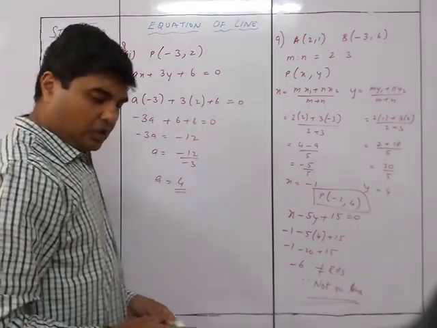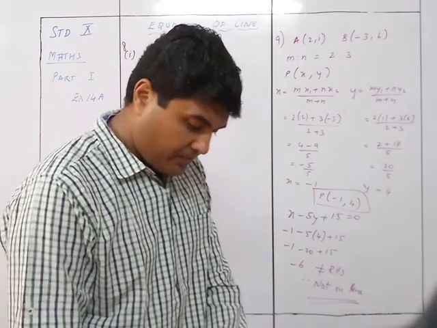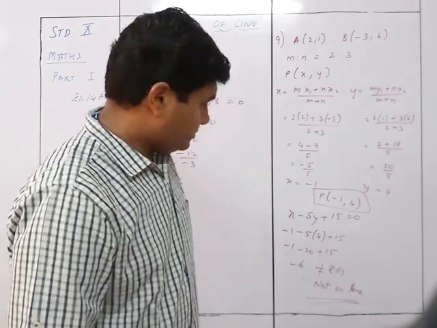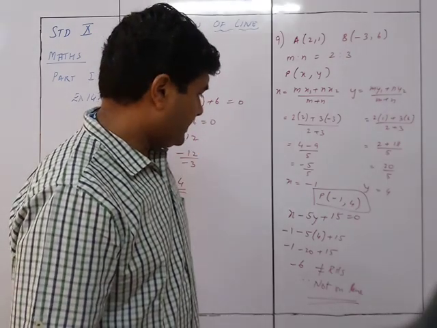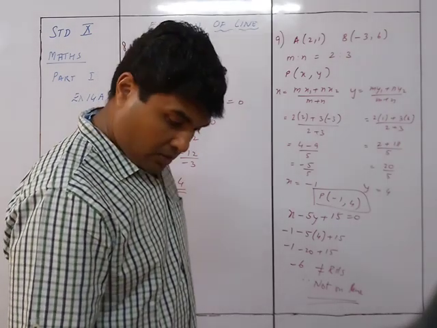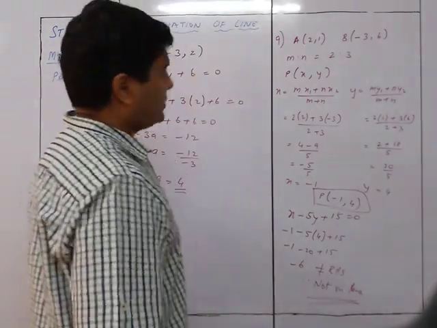So P is not on the line. So that is question number 9. One sec, some error somewhere. Let me check. According to them, it is 0,3. Let me check what it is. One sec.